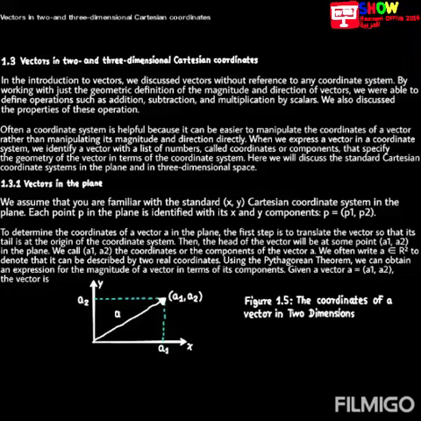Given a vector A equal to A1 and A2, the vector is drawn like that in the figure, with the x-axis and y-axis. Here's A with A1 and A2. Here's A2 and here's A1. So in figure 1.5, we see the coordinates of a vector in 2 dimensions. We have discussed the 2 dimensions.